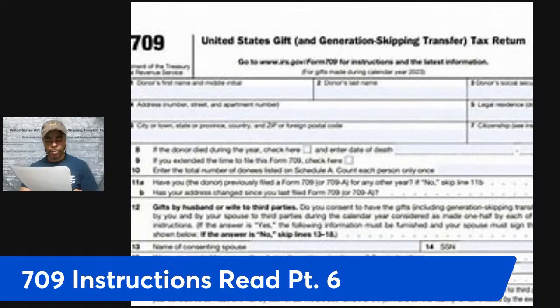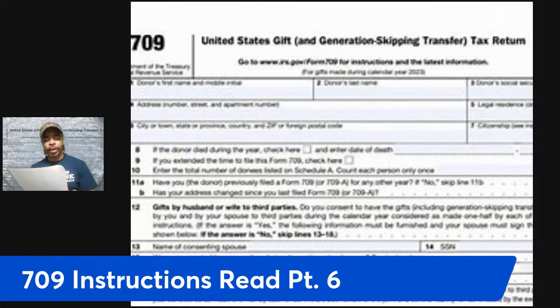Line 6. The amount of GST exemption you are applying to transfers. Enter the amount on line 6. Enter the amount of GST exemption you are applying to transfers reported in Part 3 of Schedule A. You may also wish to allocate GST exemption to transfers not reported on this return, such as a late allocation. Notice of allocation. To allocate your exemption to such transfers, attach a statement to this Form 709 and entitle it Notice of Allocation. The notice must contain the following for each trust or other transfer.